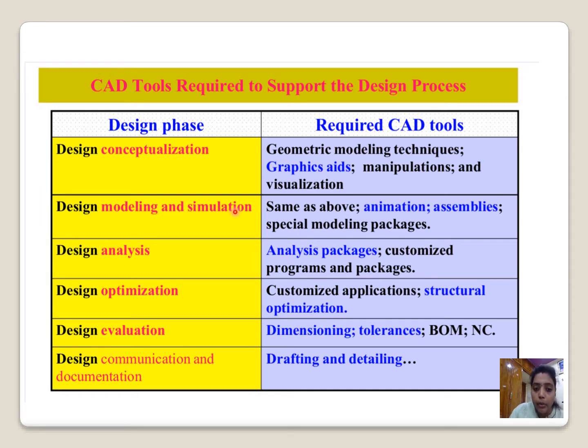Now, let us see one by one. CAD tools required to support the design process. Okay, what are the types of CAD tools which are used to support the design process? Here, see one by one. This is the design phase. What are the CAD tools required to design that phase? Okay, in designing also so many phases are there. Not only are we designing the object directly, step by step we are developing the design of the object according to the requirement of the customer. Okay, one by one let us see.